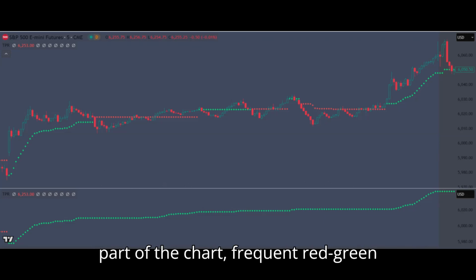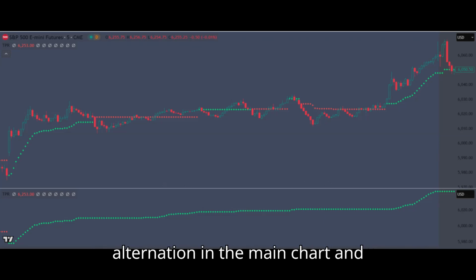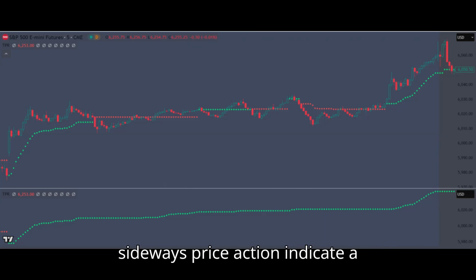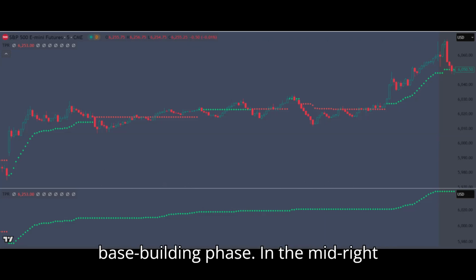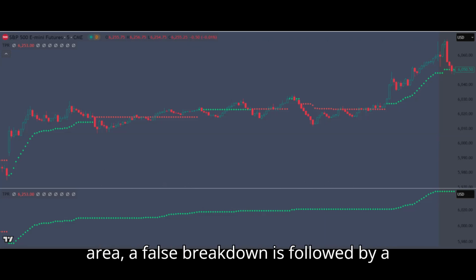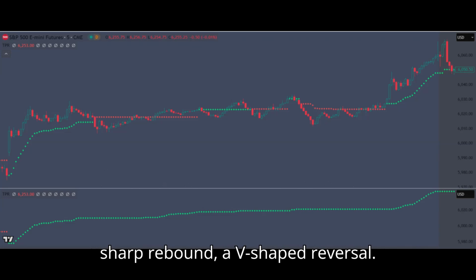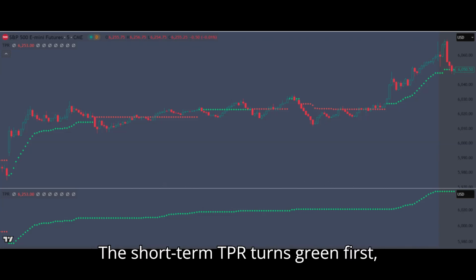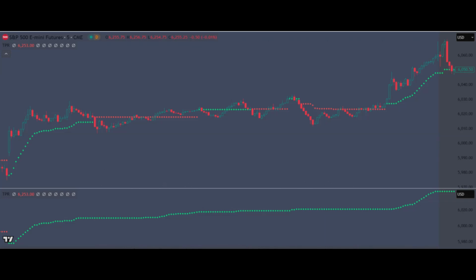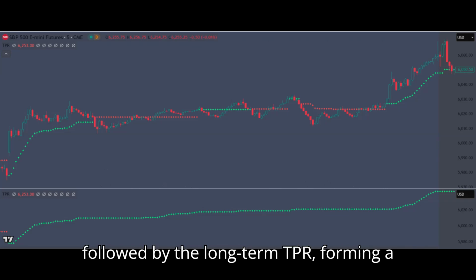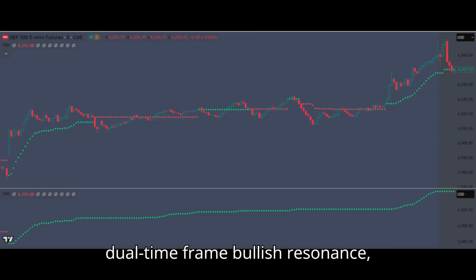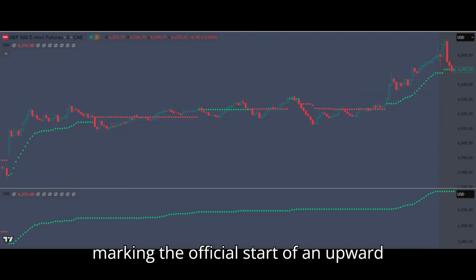In the left middle part of the chart, frequent red-green alternation in the main chart and sideways price action indicate a base building phase. In the mid-right area, a false breakdown is followed by a sharp rebound, a V-shaped reversal. The short-term TPR turns green first, followed by the long-term TPR, forming a dual time frame bullish resonance, marking the official start of an upward trend.